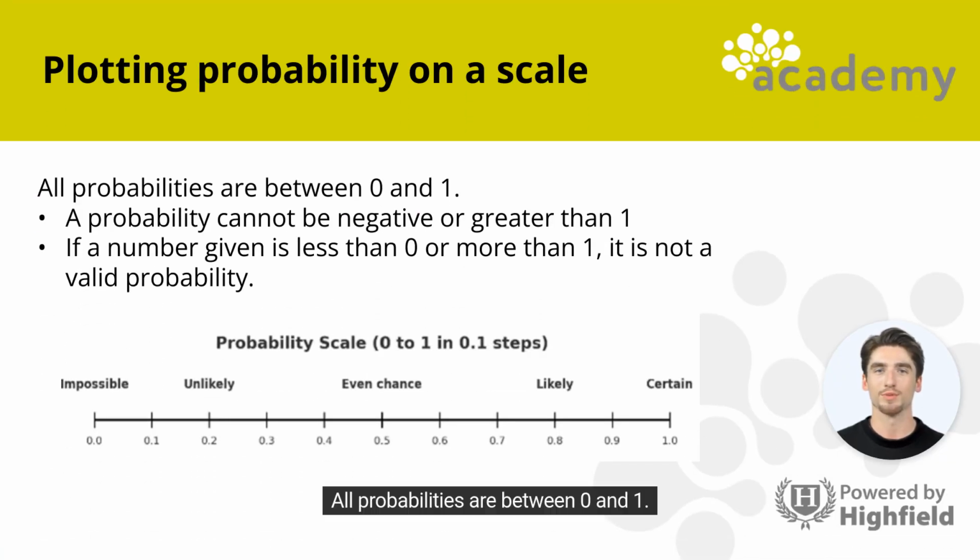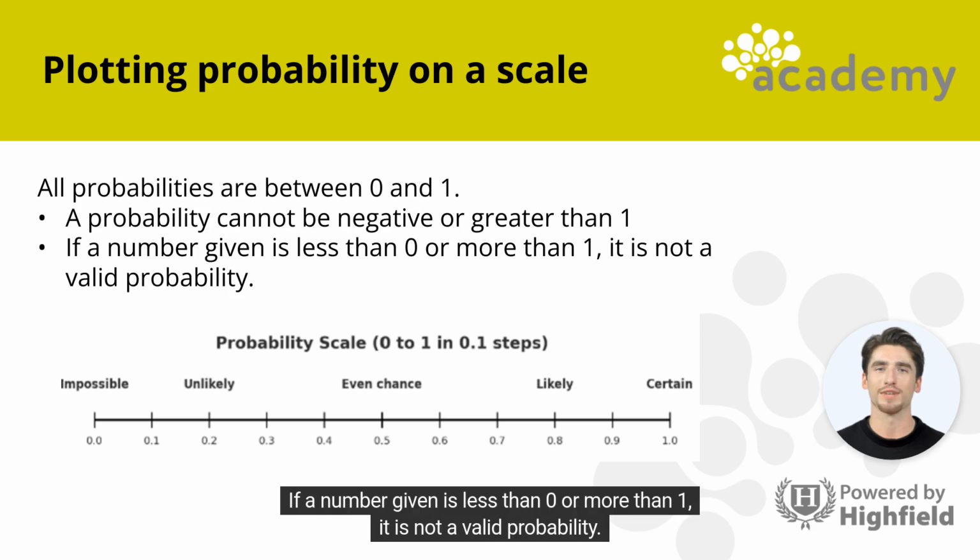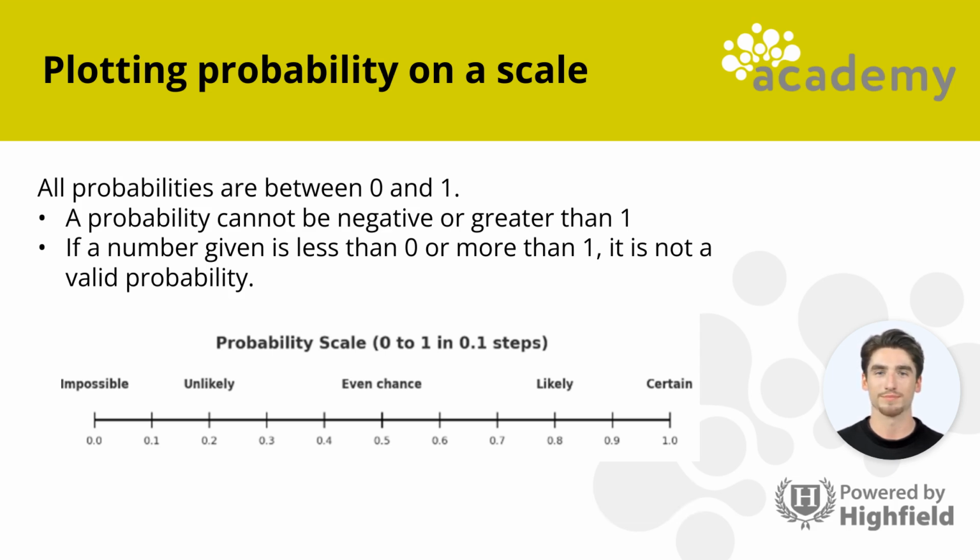All probabilities are between 0 and 1. A probability cannot be negative or greater than 1. If a number given is less than 0 or more than 1, it is not a valid probability.